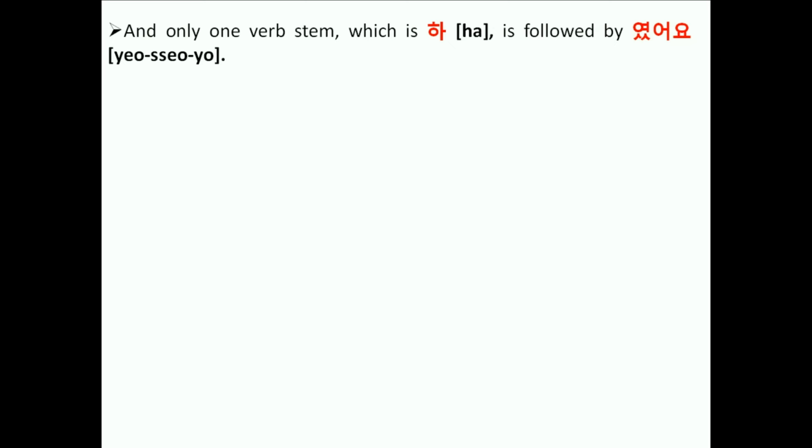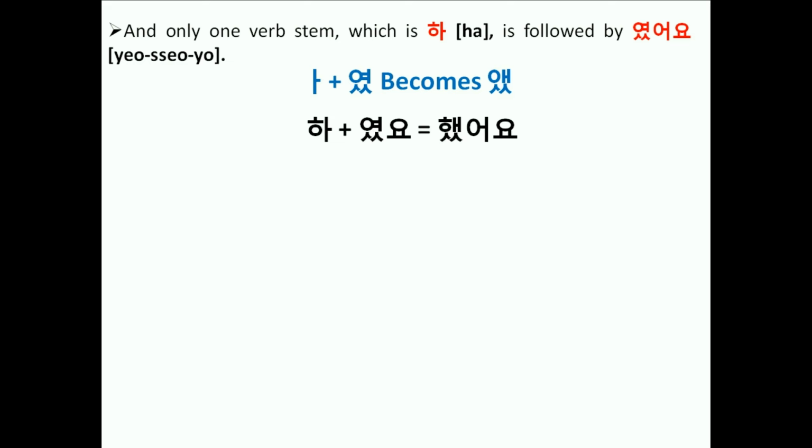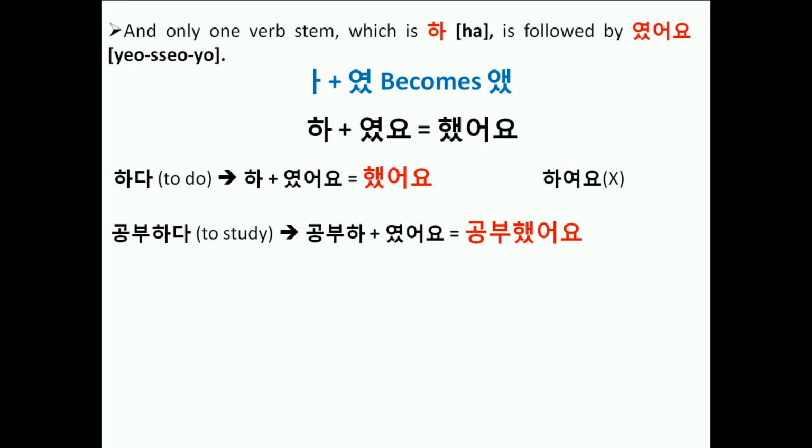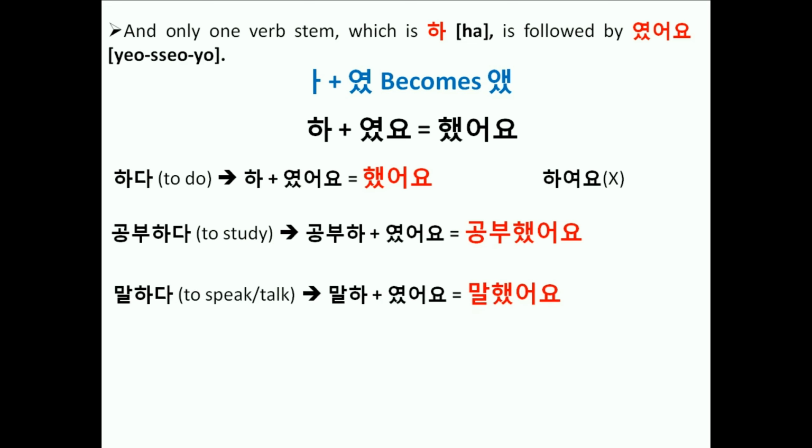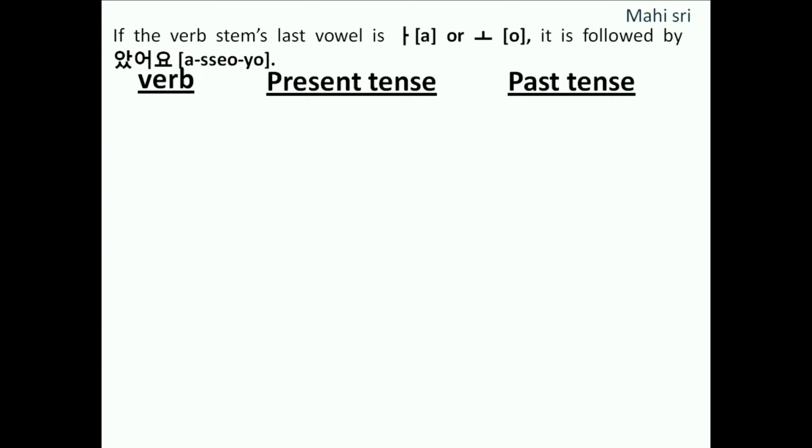Then let's have a look at hada verbs. Ha plus yosoyo becomes hesoyo. Hada. Ha plus yosoyo becomes hesoyo. Not hayosoyo, right? Kongbu hada, to study. It is kongbu ha plus yosoyo becomes kongbu hesoyo. In present tense it becomes heyo. In the past tense it becomes hesoyo. Marada, maresoyo. Yonsup hada, yonsup hesoyo.